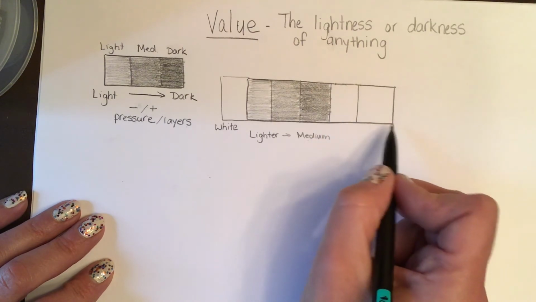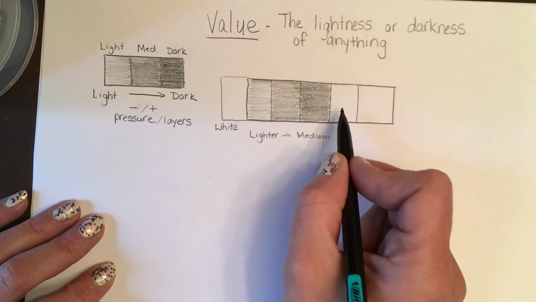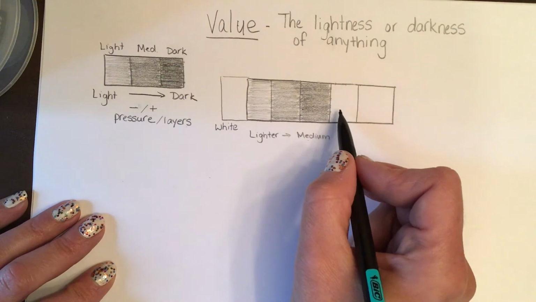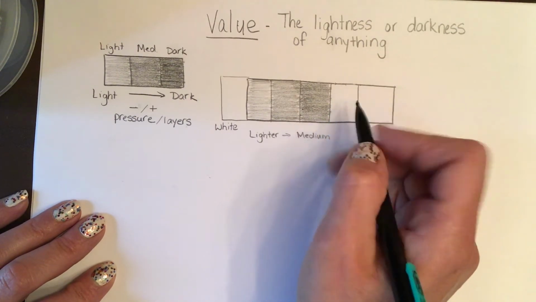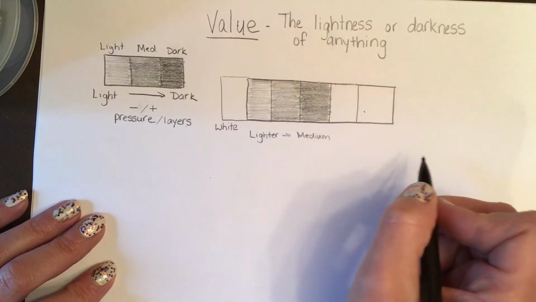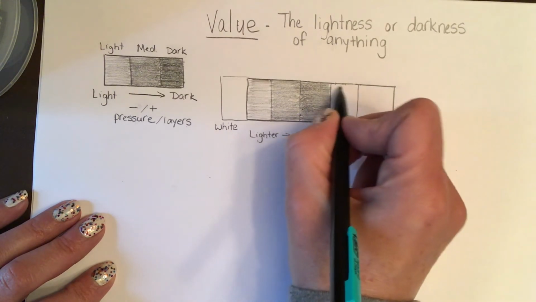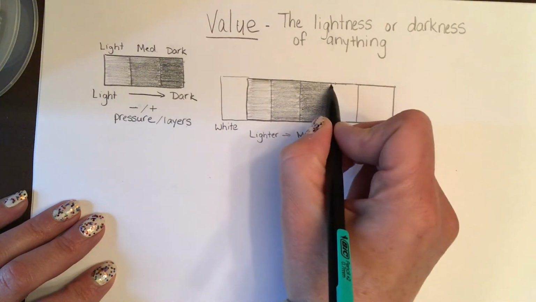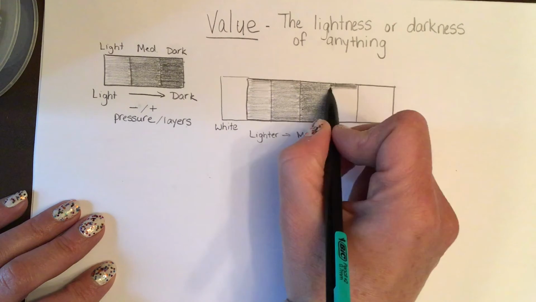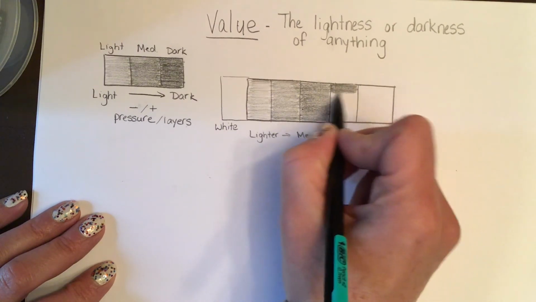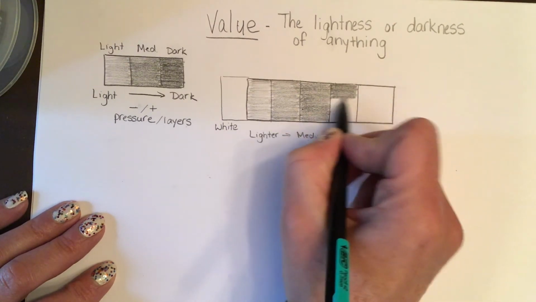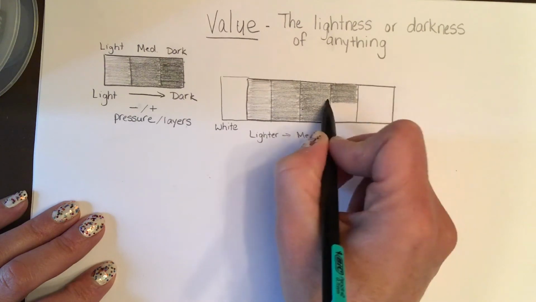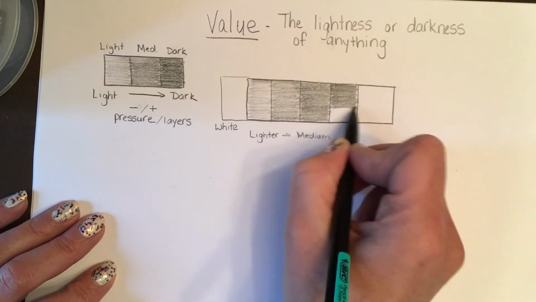Now I'm getting towards the end of my value scale. So when I go and do my fourth box here, it has to be darker, but not to the point where I'm making it really super dark yet. So I'm going to do the same amount of pressure, but I will add another layer. Again, side to side, work your way down. If you do add a little more pressure, that's okay.